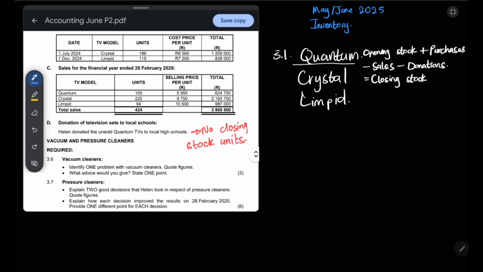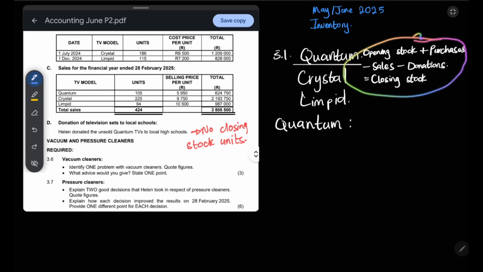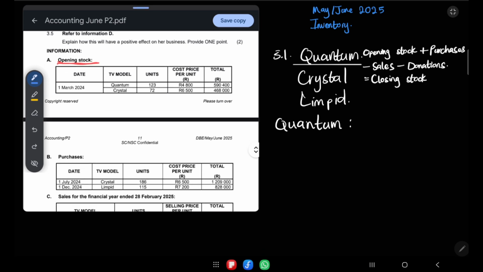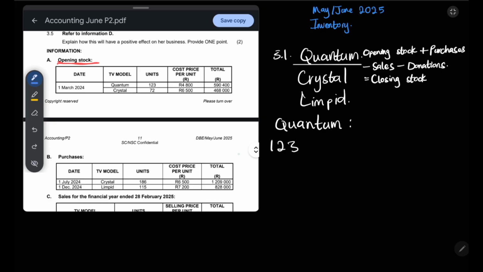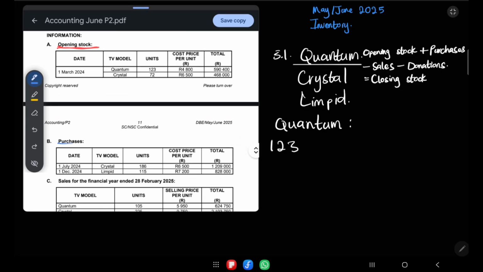Let's start with the quantum, okay? Heading quantum TVs. We have to use this formula to find the closing stock units. So, under quantum, what is our opening stock? This quantum, we had 123 units as our opening stock. So we'll say 123. We have to add our purchases. Let's look at our B. We have purchases. We bought crystal as well as limpid. It says nothing about quantum, so we do not add anything under quantum.